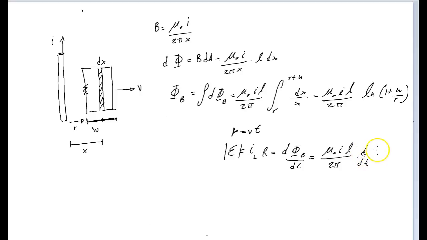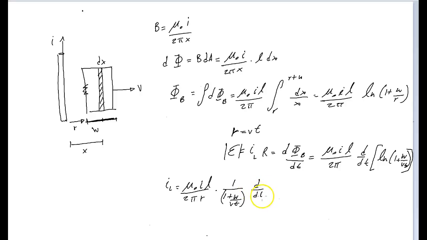Questions about what I've done up to this point? Okay. So really our job here is to do this derivative, and you can use the chain rule to do that. Let's solve for I_L. It's going to be equal to mu sub 0 I L divided by 2 pi times R, where R is the resistance in the loop, times the derivative of this, which will be 1 over 1 plus W over Vt times the derivative with respect to time of 1 plus W over Vt.